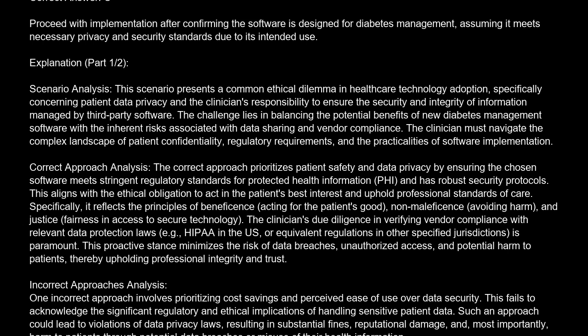the clinician's responsibility to ensure the security and integrity of information managed by third-party software. The challenge lies in balancing the potential benefits of new diabetes management software with the inherent risks associated with data sharing and vendor compliance. The clinician must navigate the complex landscape of patient confidentiality, regulatory requirements, and the practicalities of software implementation. Correct approach analysis.